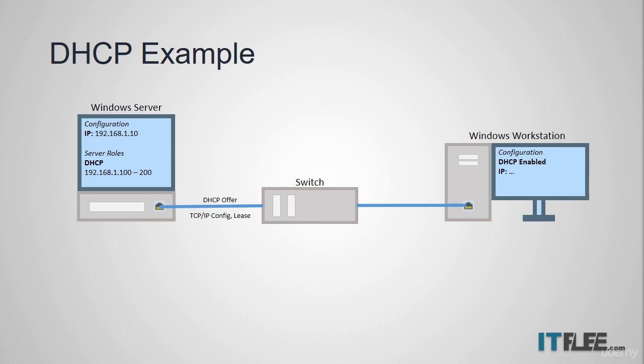A DHCP server will be listening for this request. Once it receives a DHCP discover request, it will send back a DHCP offer. This includes all the TCP/IP settings like IP address, subnet mask, DNS server, and gateway.